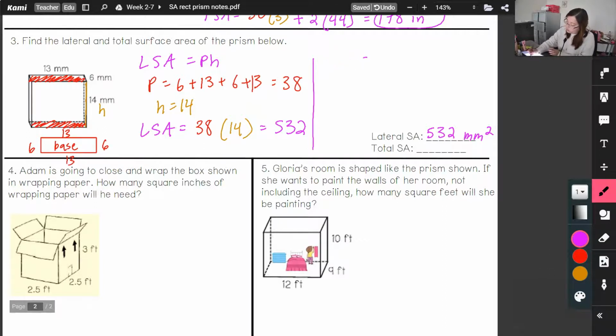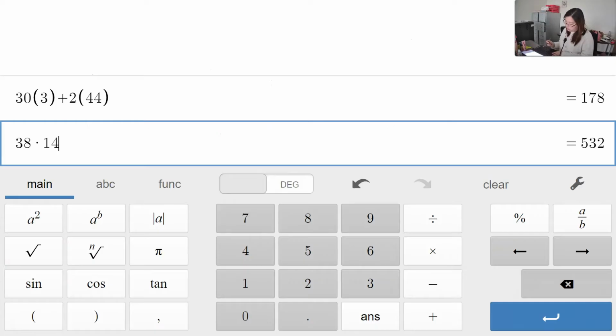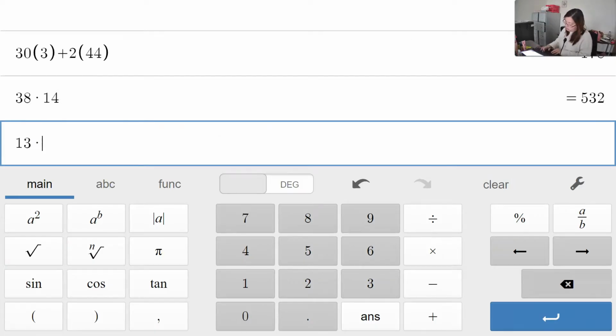I have more space now. I'm going to move this up a little. Nice thing is we just found PH, because lateral surface area is PH, so that means this 532 can go right there. So the only extra thing we need to find is B, which is length times width of our base, so that's going to be 13 times 6, which is 78.